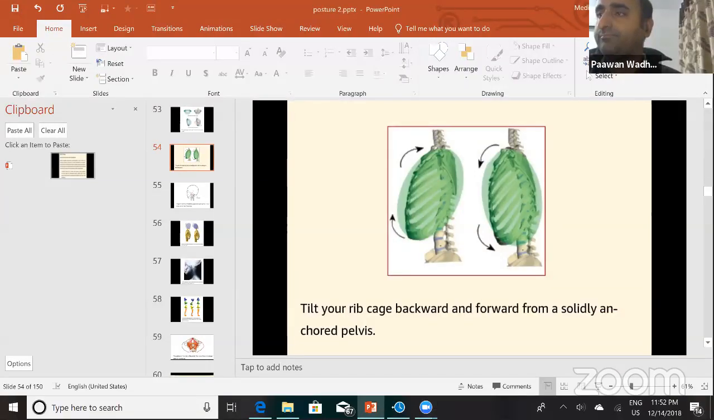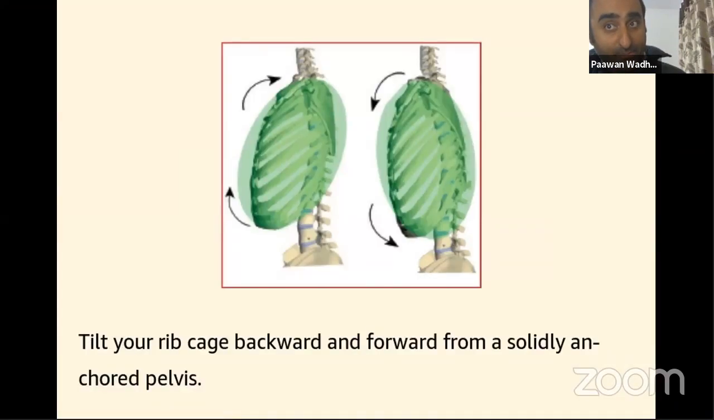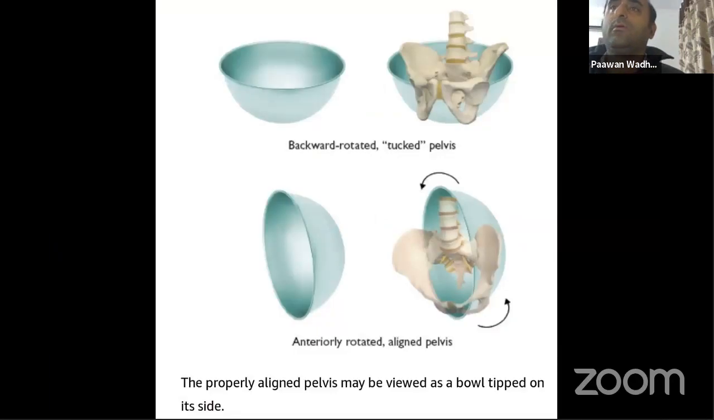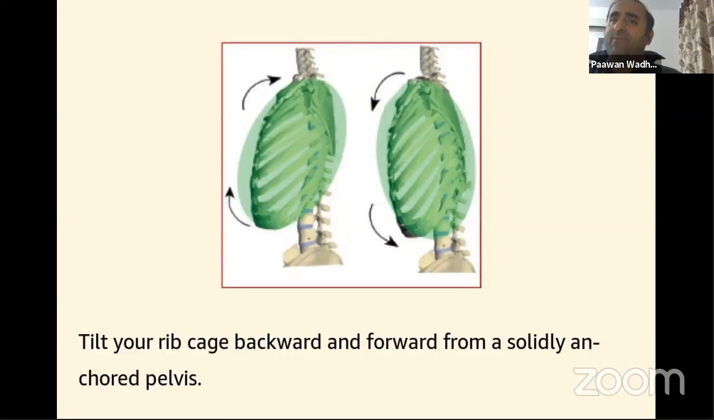Okay, so let's share the screen. About tilting your rib cage backwards and forwards from a solidly anchored pelvis. When your pelvis is properly anchored, then you can place your rib cage properly.